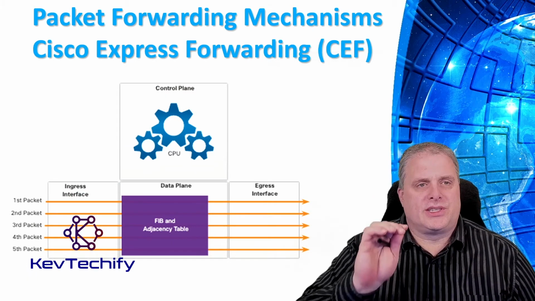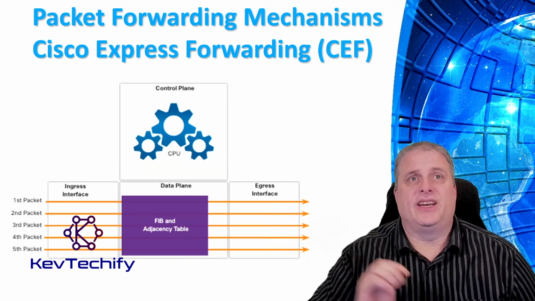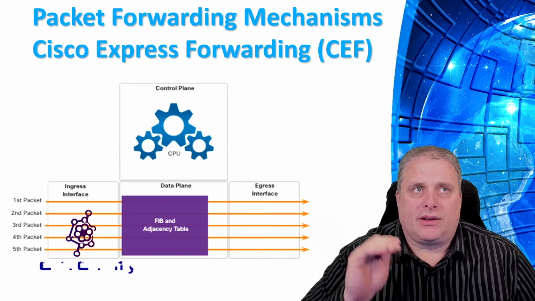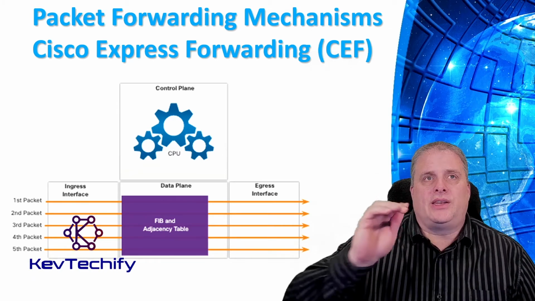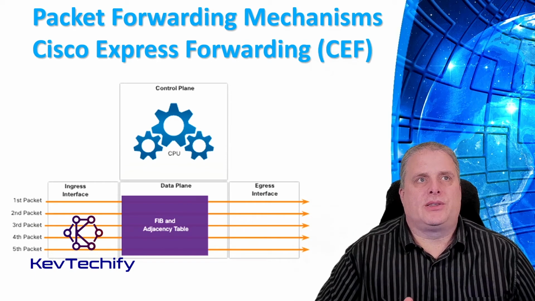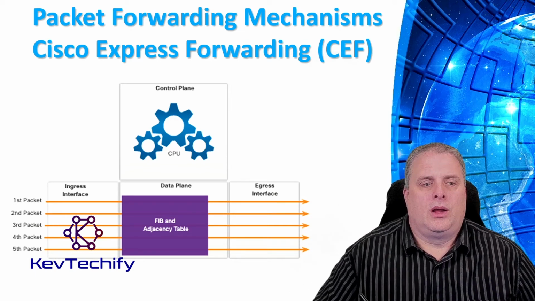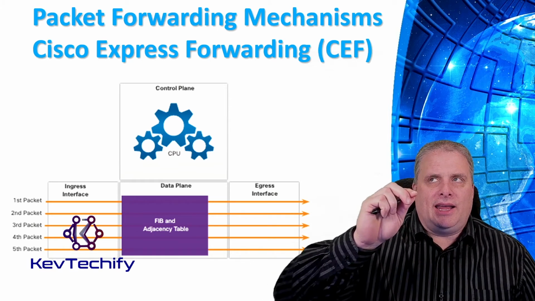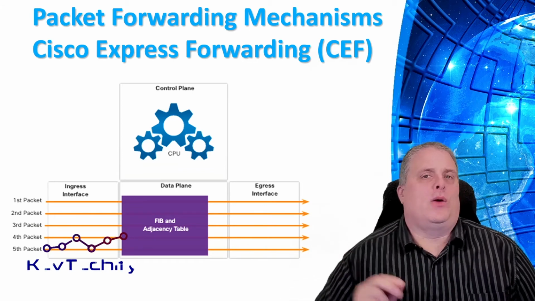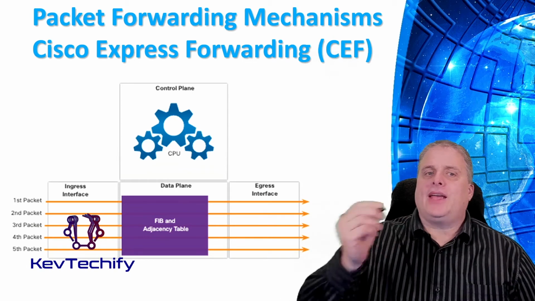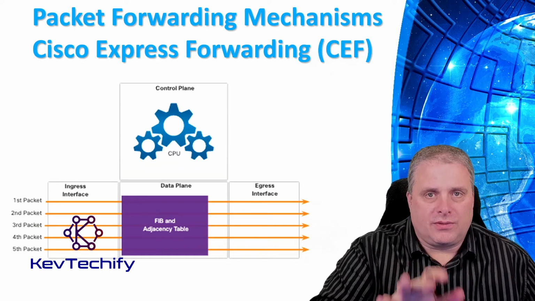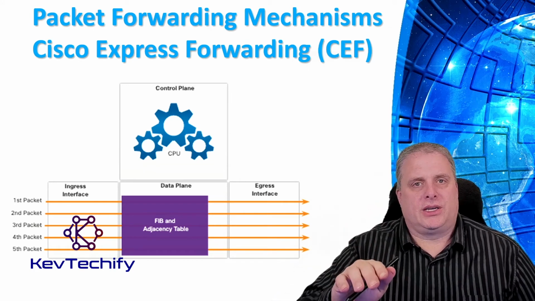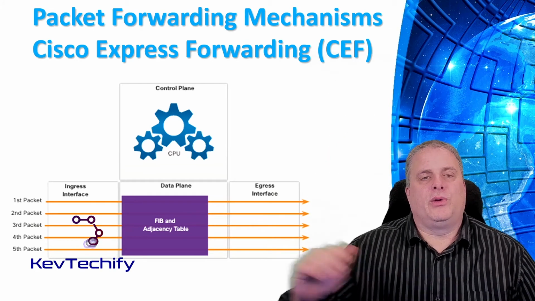The third mechanism is Cisco Express Forwarding, or CEF as a lot of people call it. This is the default Cisco IOS packet forwarding mechanism. It contains what we call a forwarding information base and an adjacency table. It builds these tables, and the tables only change when the network changes. It's not packet triggered like the last forwarding mechanism, where every time a packet comes in, we look at the cache, and if it's not in there, we build it and then forward it on.